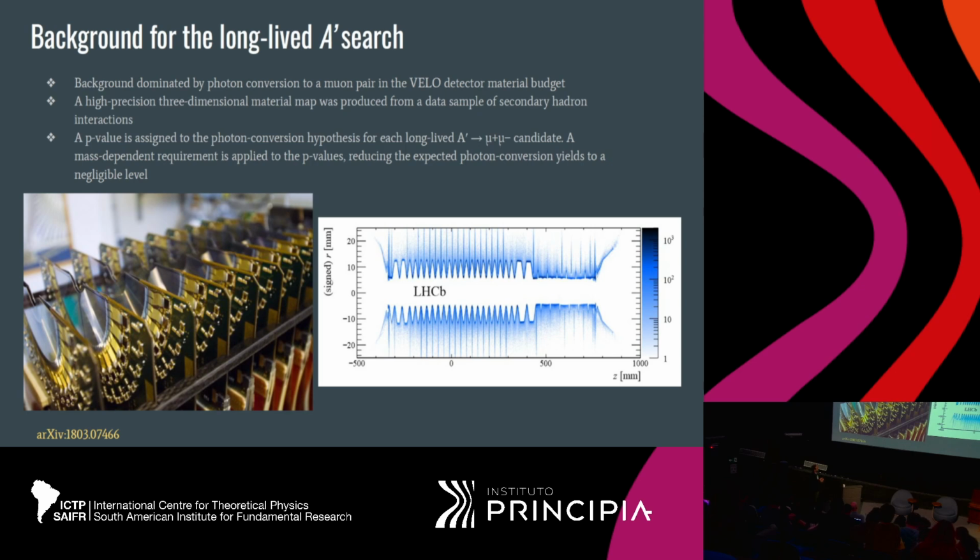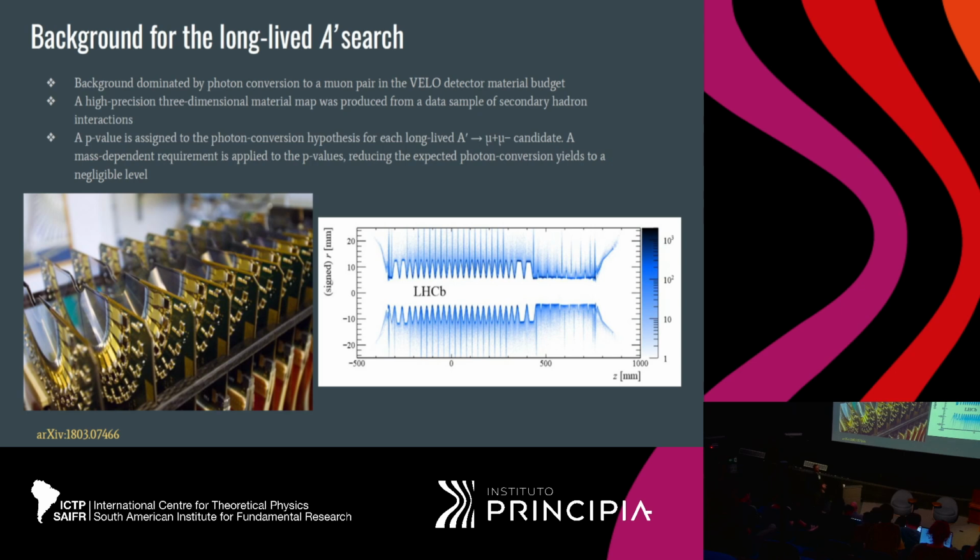And here you have the result. This is the profile projection of the 3D map they obtained, and as you can see, how precise it is. Here is the scale, and you can see that it reproduces almost perfectly the detector.